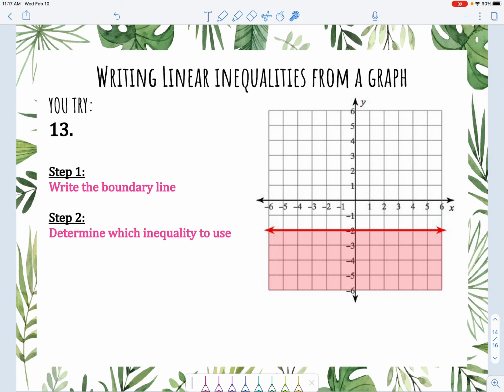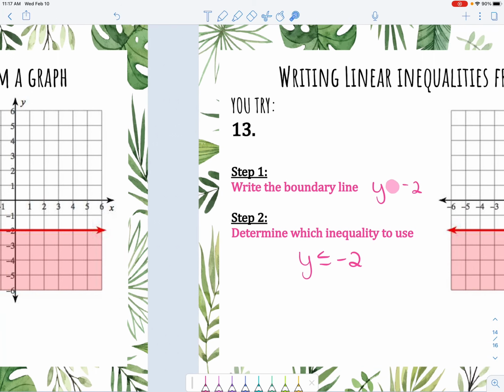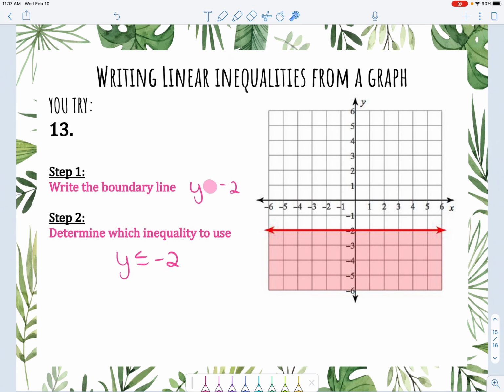Here's another one to try. Pause the video here, give it a go. And then here's the solution that you should have gotten. Horizontal lines are in the format y equals a number. Again, you can still use that technique where you move up or down to reach the shaded region.